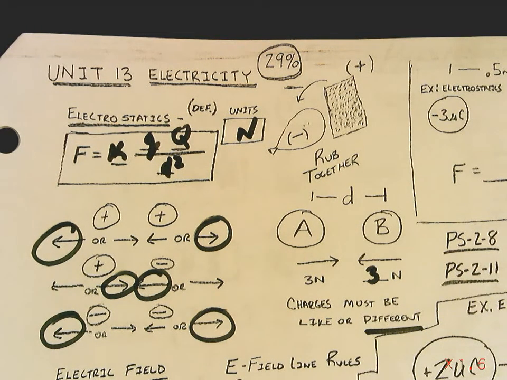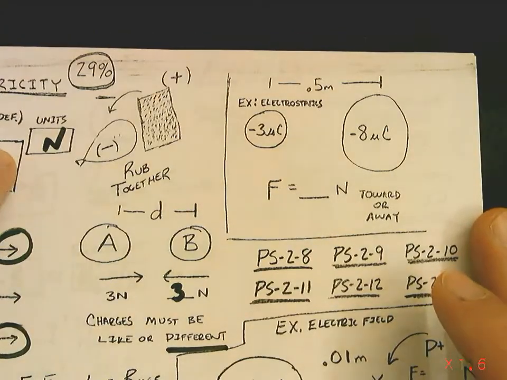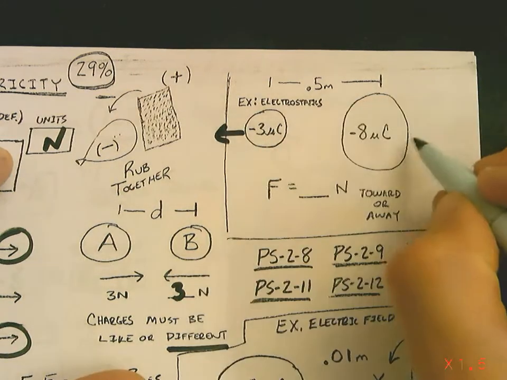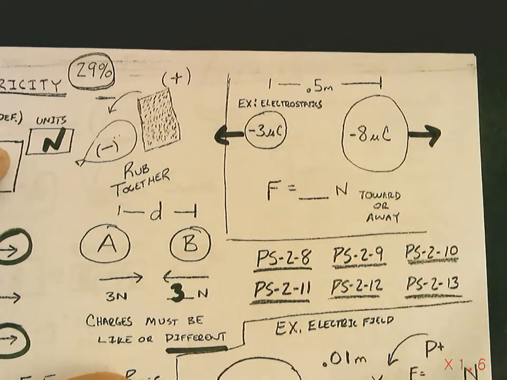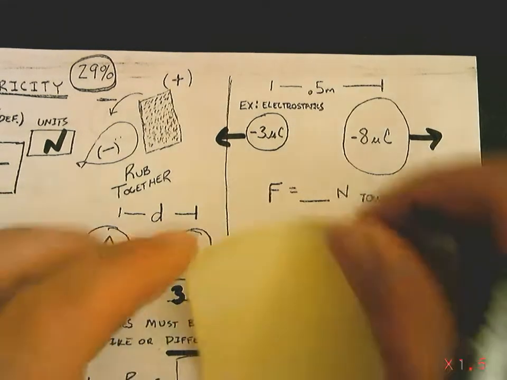We can now do an example electrostatic problem. So our example is a -3 and a -8. So they're both going to push equally. Notice that I'm making the arrows the same size because they push equally. However, it takes 2 charges to make this force.